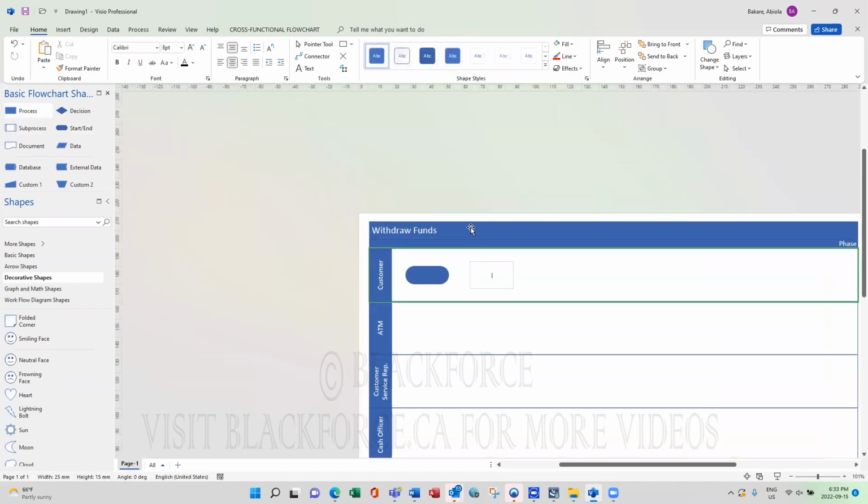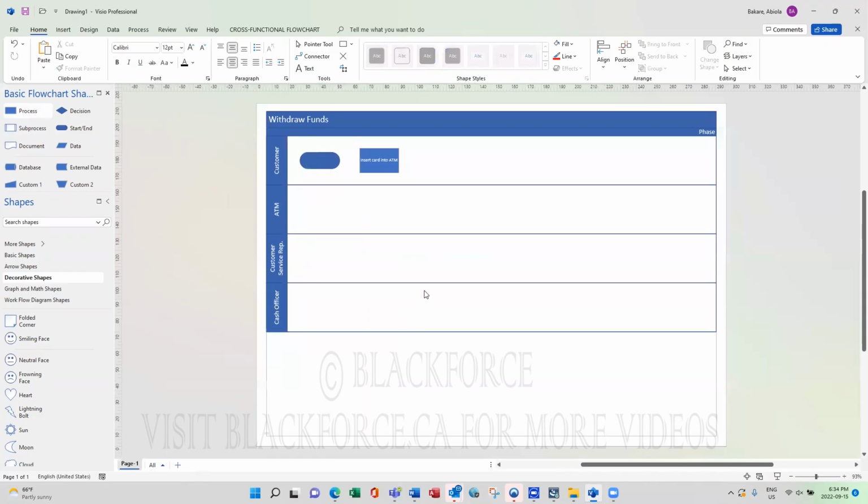Okay. And I'm going to say insert card into ATM. See how I didn't write customer inserts card into ATM? I do not need to, because the process occurs in the lane of the customer. So I do not need to repeat, because otherwise I'm going to keep repeating stuff all over the map. Insert card into ATM.